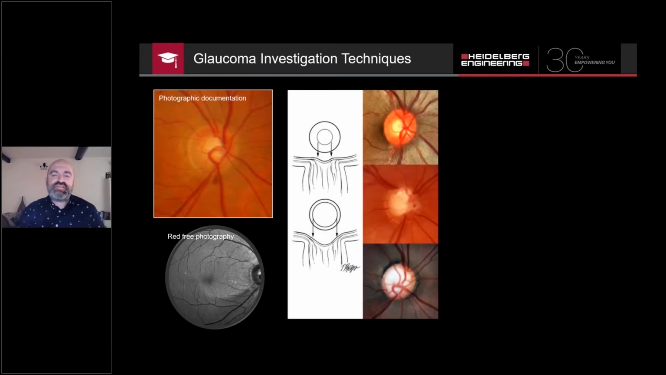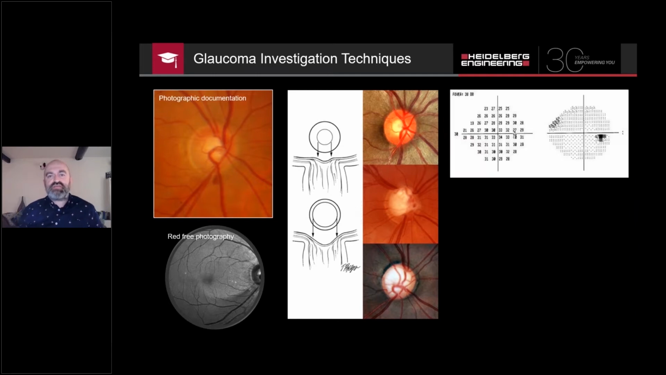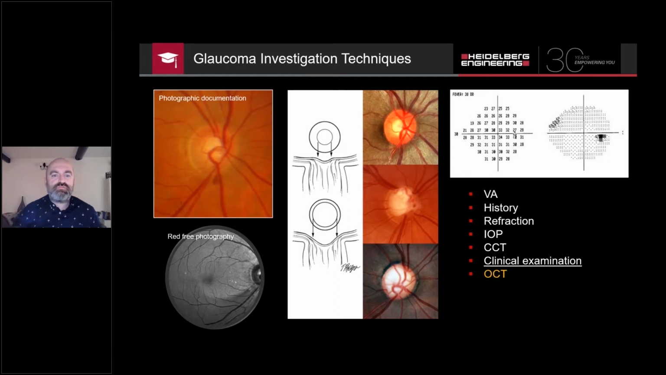But crucially, it's the assessment of the cup-to-disc ratio, which I'm sure all of you are very familiar with. And that's the main part of a clinical investigation when we're looking at the optic nerve and assessing it for glaucomatous damage. But of course, the patient's subjective perception of their own vision is absolutely crucial, and that's why visual fields are an absolutely essential part of glaucoma investigation. But on top of these, we also have everything else to consider: the visual acuity, the history of the patient, refraction, eye pressures, and corneal thickness for the corrected eye pressures.